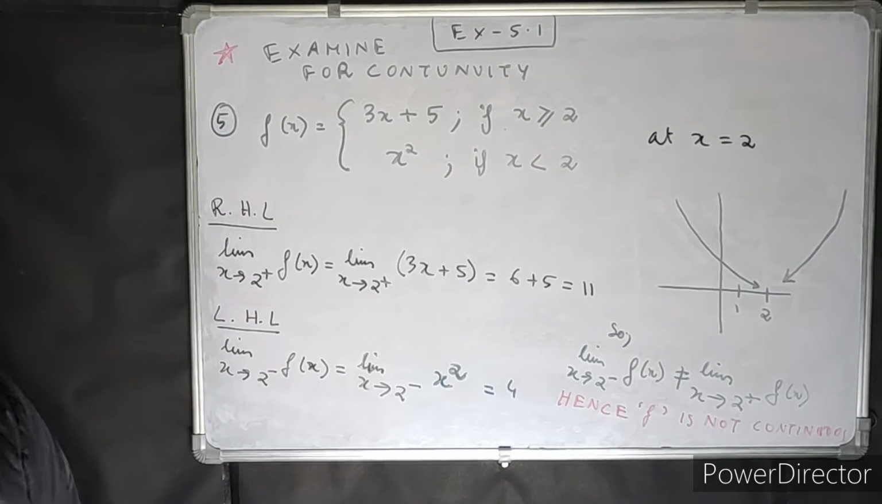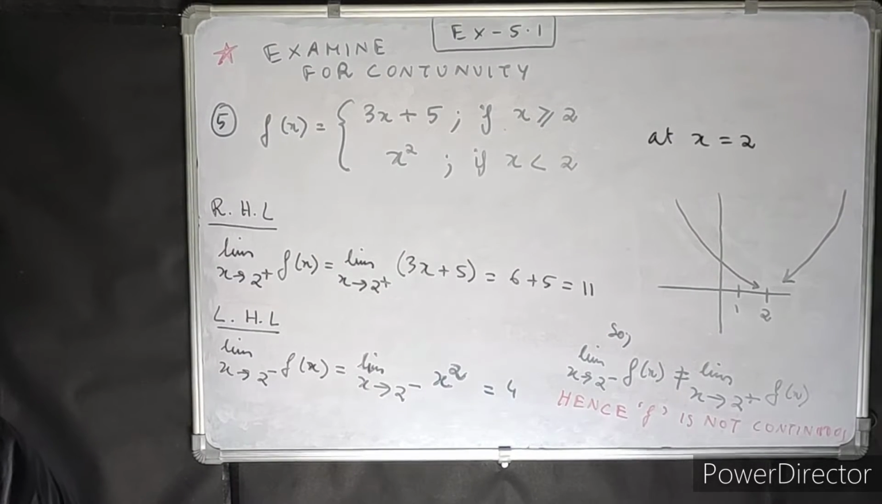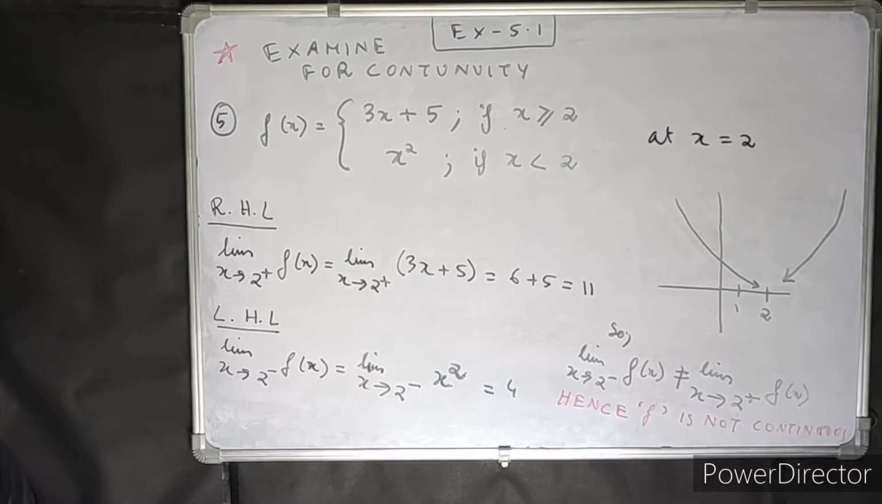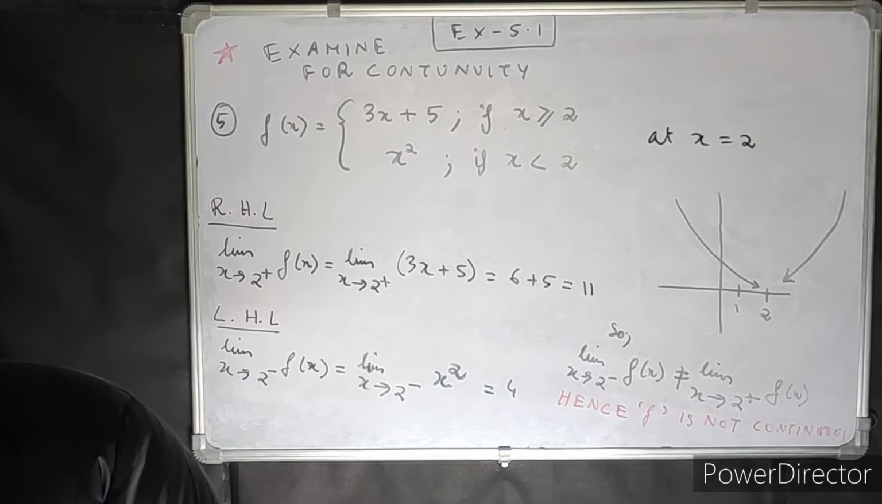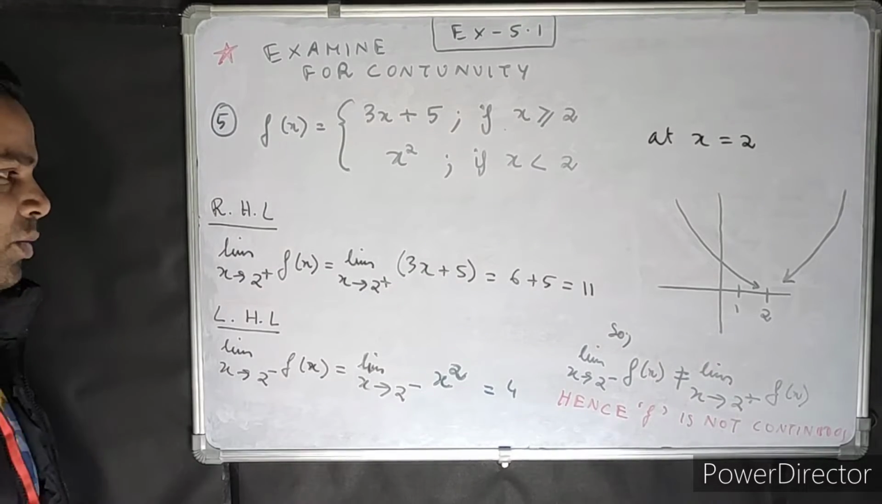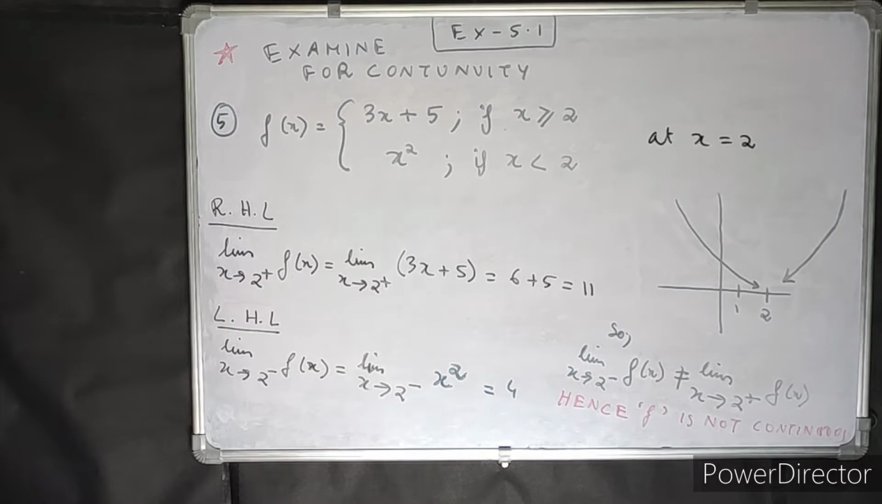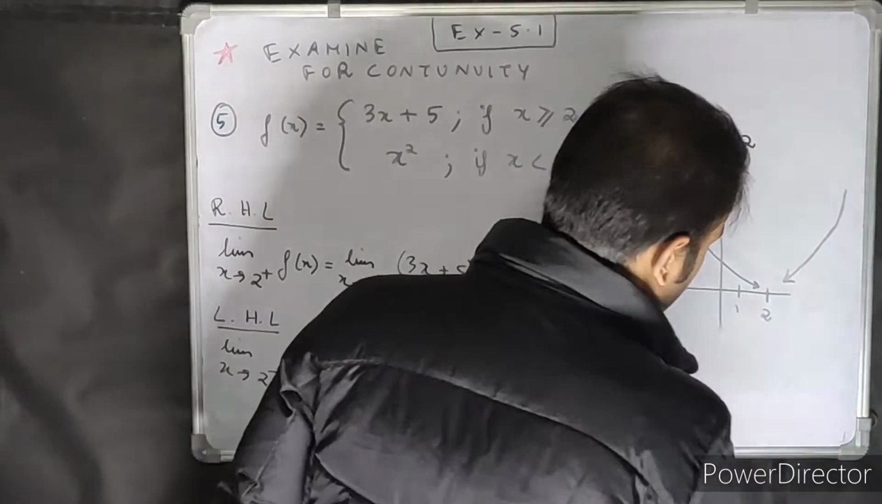So let's check this answer. 5.1, where are the answers? It's a very long chapter actually. 5.1, yeah, I got it. 5.1, question number 5. It says no. That means it's not continuous. So question number 5, it's not continuous. Let's go on to the next question, that is question number 6.